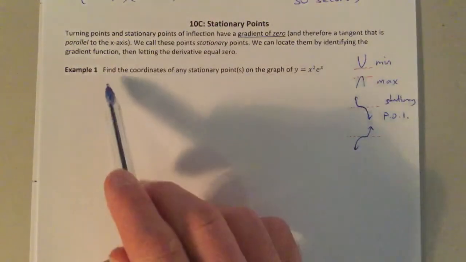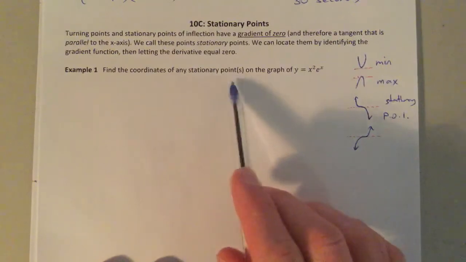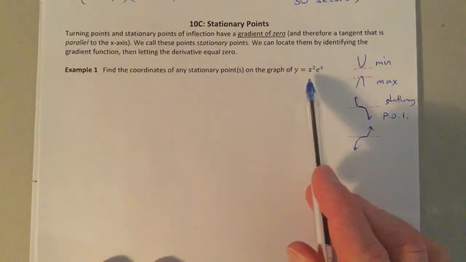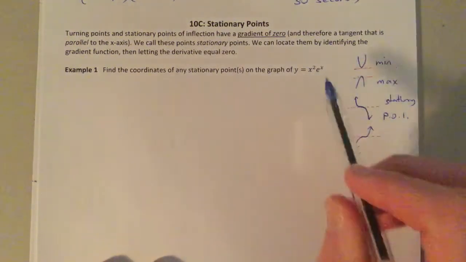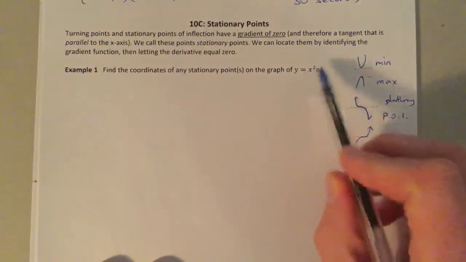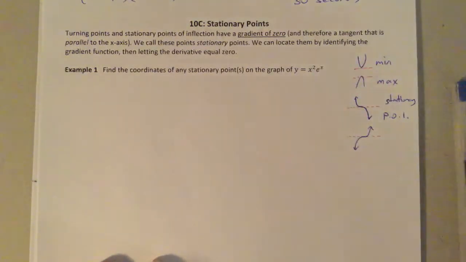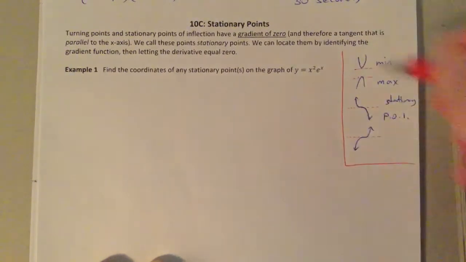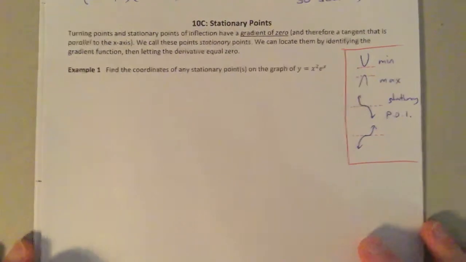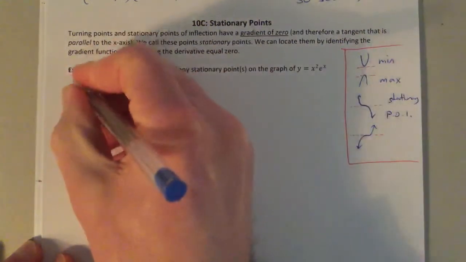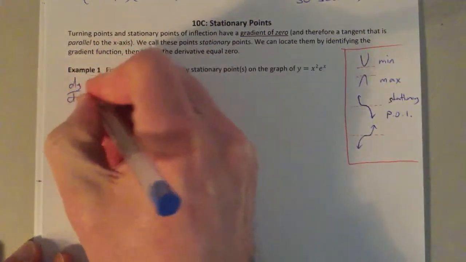For example 1, we're asked to find the coordinates of any stationary points on the graph of y equals x squared times e to the power of x. How that graph's going to look may not be obvious to you, but even if we're not sure, we can still work out where the stationary points are going to be. So, first job, we're going to find dy dx.